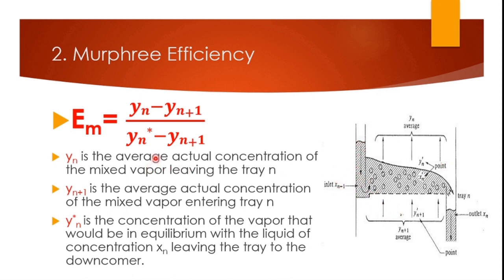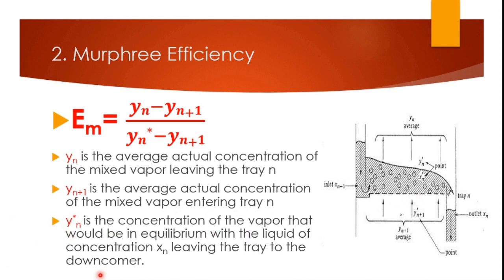Now this yn is basically the average of all the vapor compositions that are coming out from a tray, and the yn plus 1 is the average of all the vapor compositions which are coming into this tray. So this average is very important because the concentration of vapor can vary at each point. That is very important to understand. So yn is the average actual composition leaving tray n, and yn plus 1 is the average actual composition of the mixed vapor entering the tray.